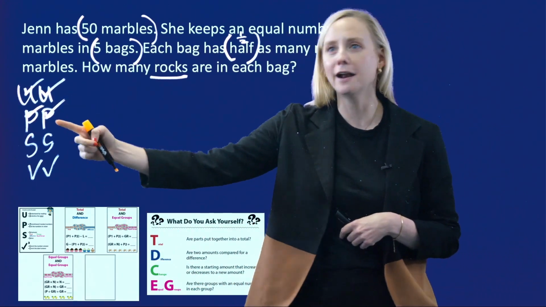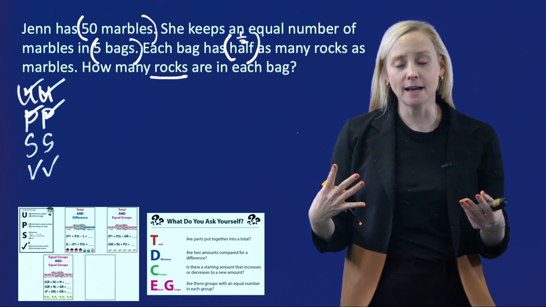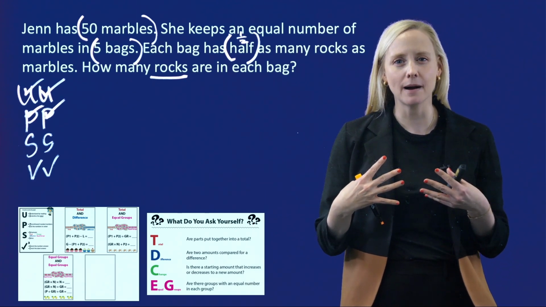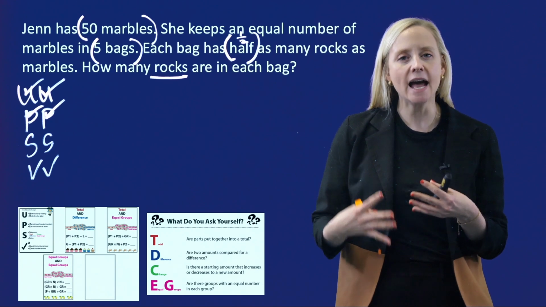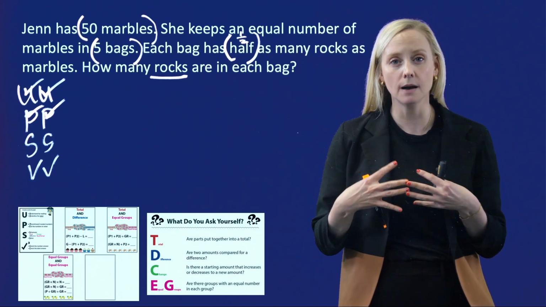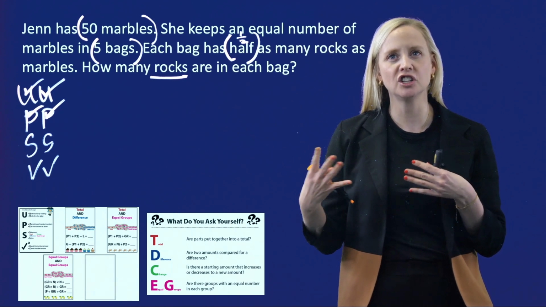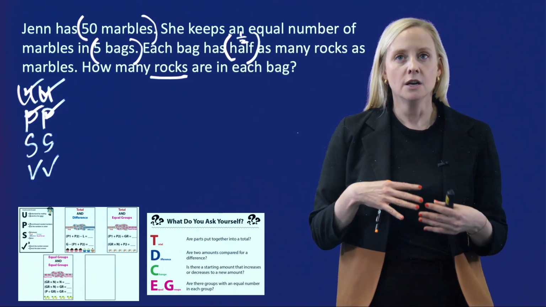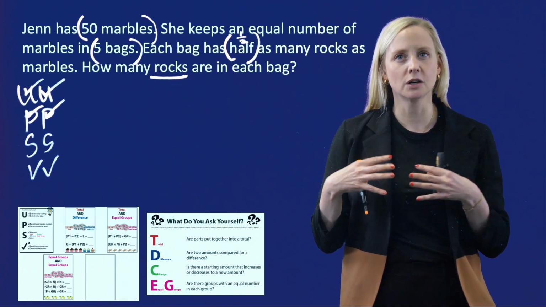Our second P, I got a little ahead of myself, is put our numbers in order. When we had single step problems, we just could put a 1 above our numbers, but now that we have multi-step problems, we need to put a 1 above whatever is happening first in the problem and a 2 above whatever is happening second. So we really need to think a bit harder about what's going on. So let's reread our story. The beginning, it says Jen has 50 marbles. She keeps an equal number of marbles in 5 bags. So first we want to figure out how many marbles are in each bag.